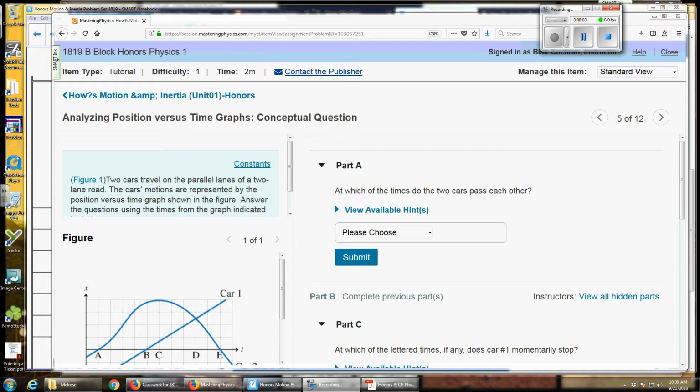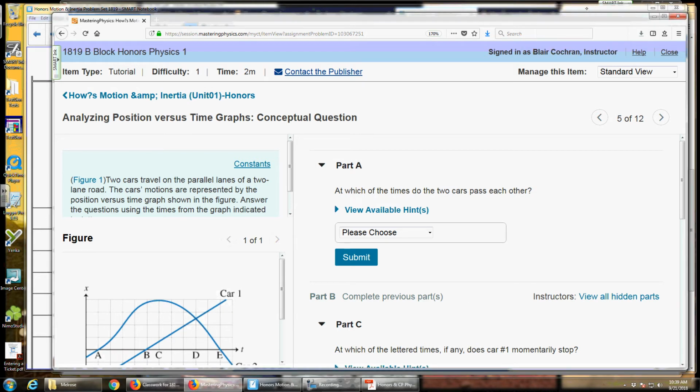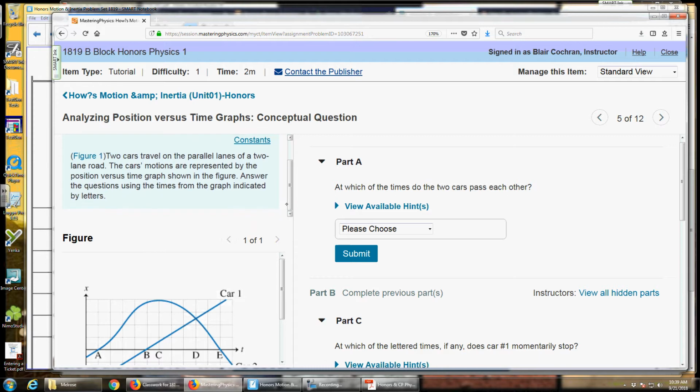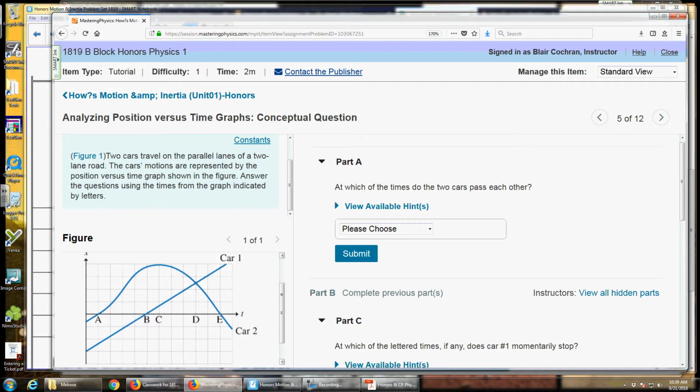Alrighty. So, number 5. We've got two cars traveling in parallel lanes on a two-lane road. The cars' motions are represented by the position versus time graph shown in the figure. Answer the question using the times from the graph indicated by letters.